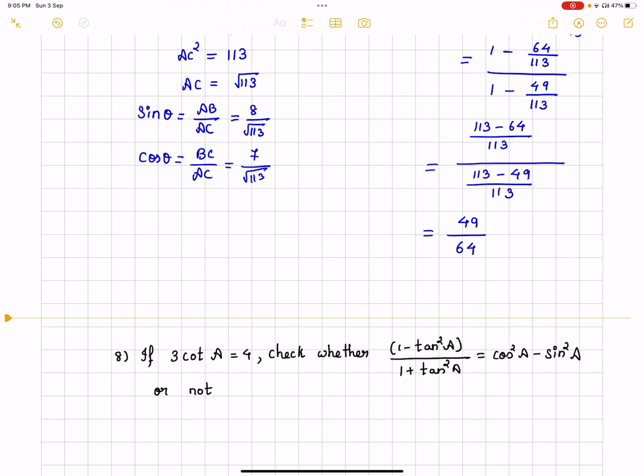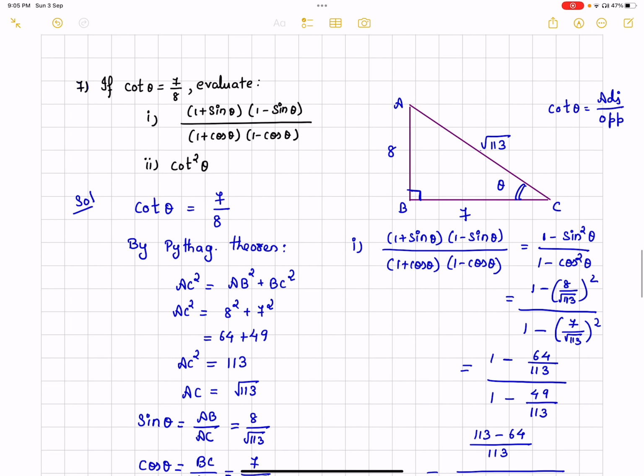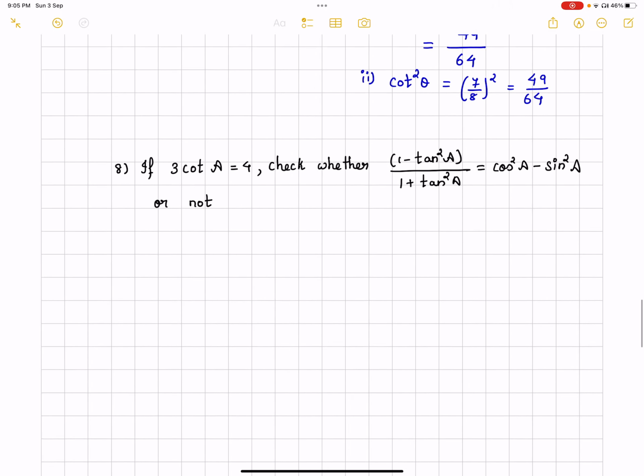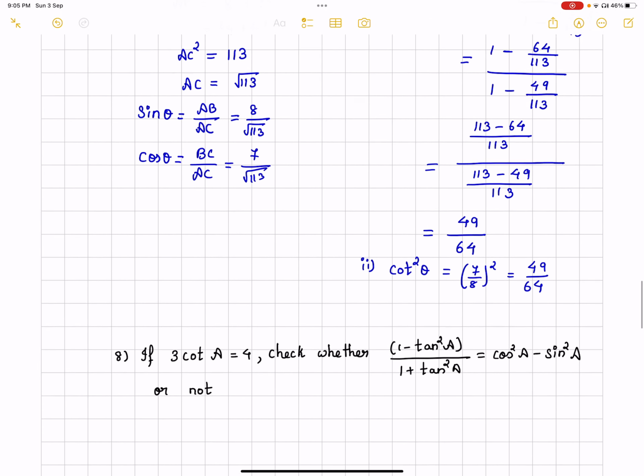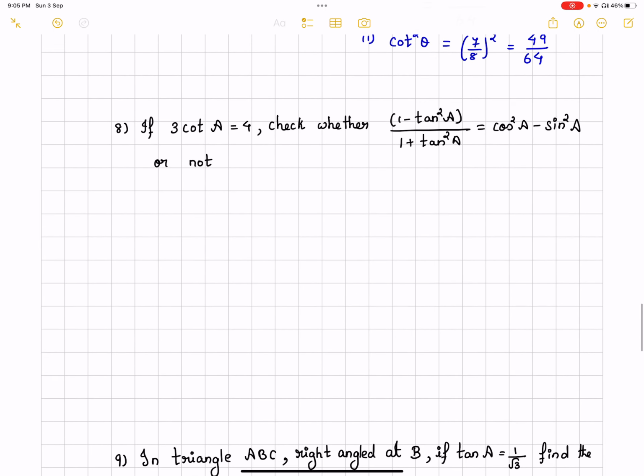So the second subdivision, they are asking to find out cot square theta. Cot square theta, already it is given in the question. So nothing much. Cot theta has been given to be 7 by 8. Then cot square theta is 7 by 8 the whole square, which is equal to 49 by 64. So this also we have found using the same procedure. Whatever was given in the question, we got the same result for both. Now let's move on with the eighth one.